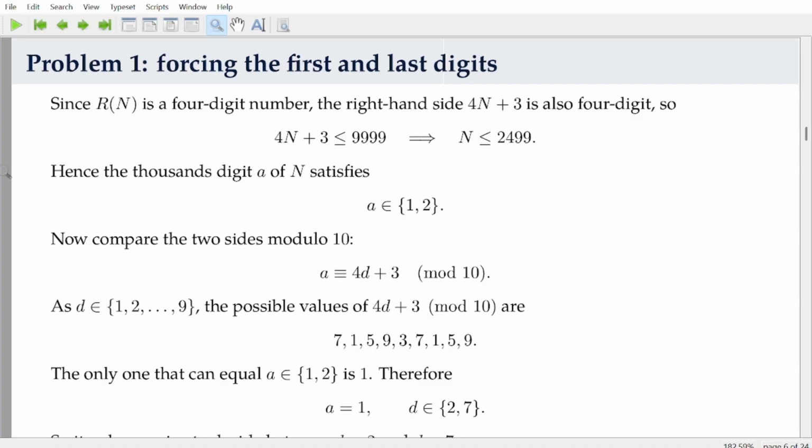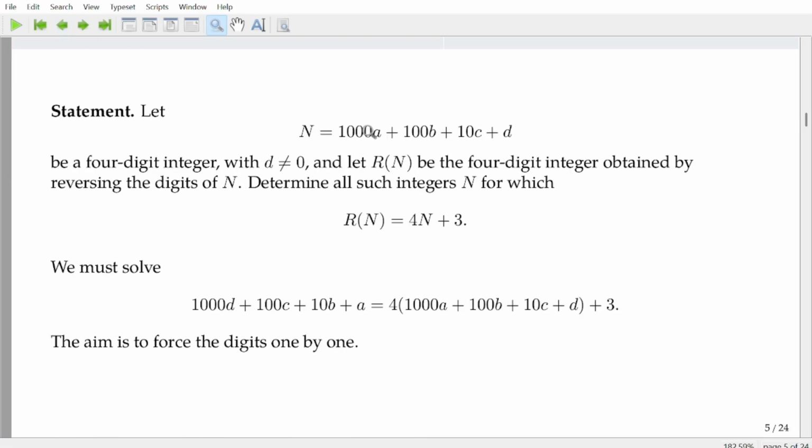Okay, so first things first, we know that R of n is a 4-digit number, because we started off with a 4-digit number, so reversing it is going to keep that a 4-digit number, right? Not going to change that fact. So since R of n is a 4-digit number, the right-hand side, 4 times capital N plus 3, is also a 4-digit number, because in this case, we're supposing that R of n equals 4n plus 3. So therefore, 4n plus 3 has to be less than or equal to 9,989. And that directly, when you solve for n, gives that n is less than or equal to 2,499. Okay, so that immediately tells us that our thousands digit, which we labeled as capital A in the previous slide, the digit corresponding to the thing being multiplied by 1,000, has to be either 1 or 2, right?